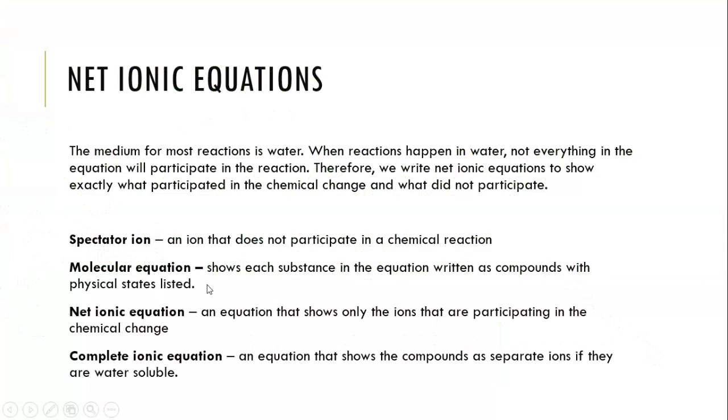A molecular equation shows everything written as compounds with the states listed. You have a net ionic equation that shows the net. The net is what you have left over after everything is taken away. And then you have a complete ionic equation. And I'll try to use these words with you as we do each example, okay?